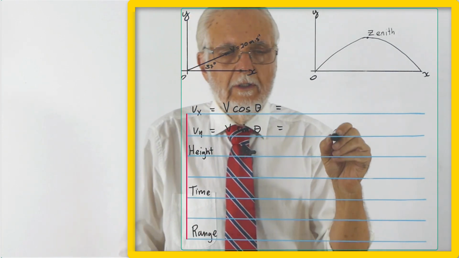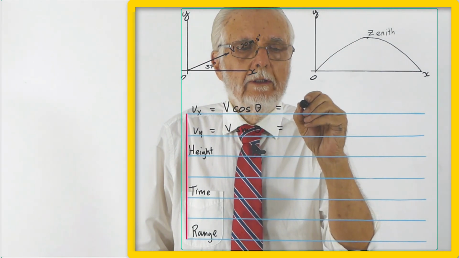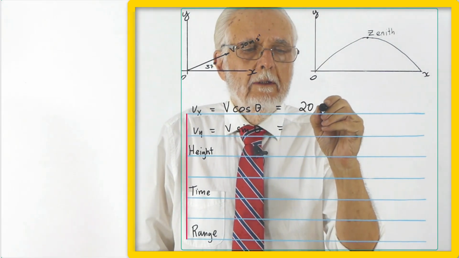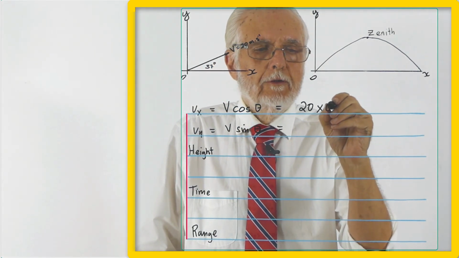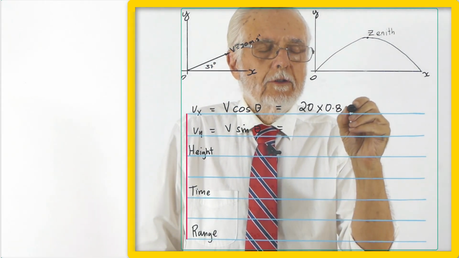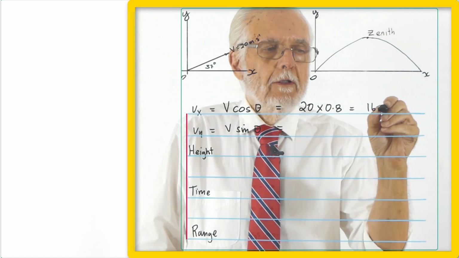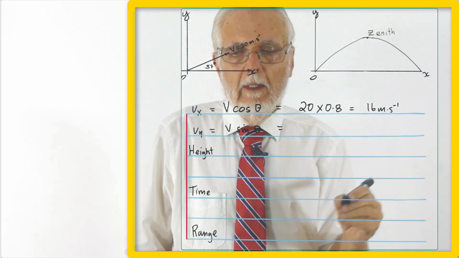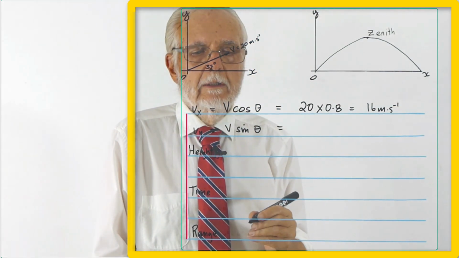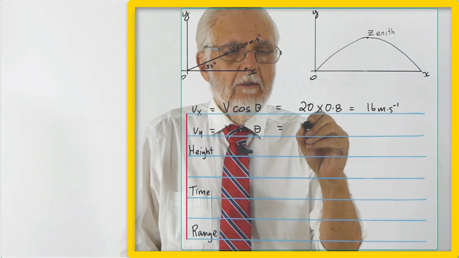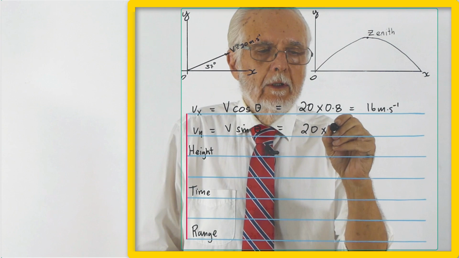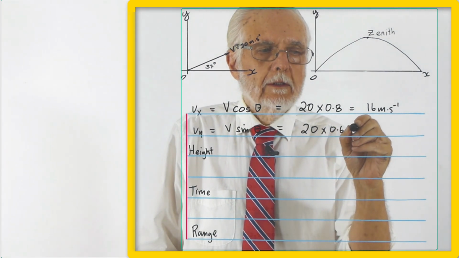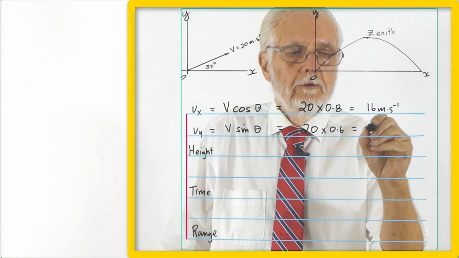So v cos theta is going to be 20 metres a second times cos 37, which is going to be 0.8, which gives us 16 metres a second. For uy, we have v sine theta, which is 20 times sine 37, which is 0.6, which is equal to 12 metres a second.